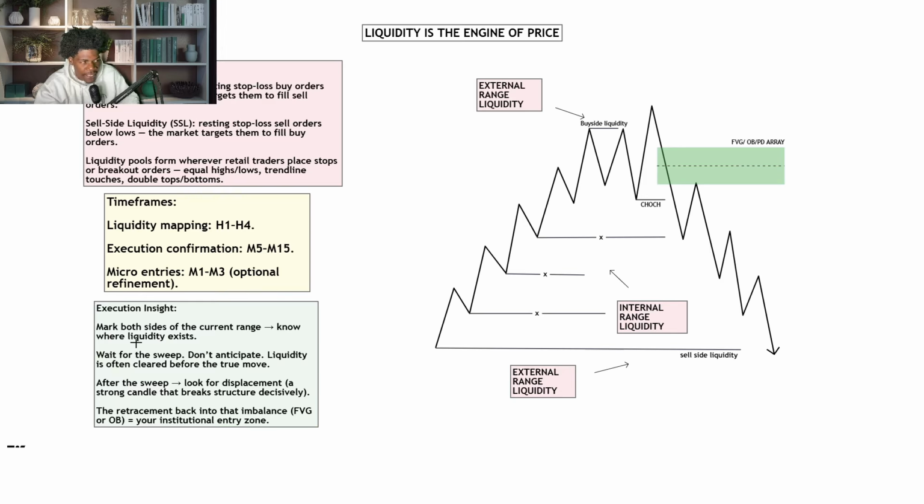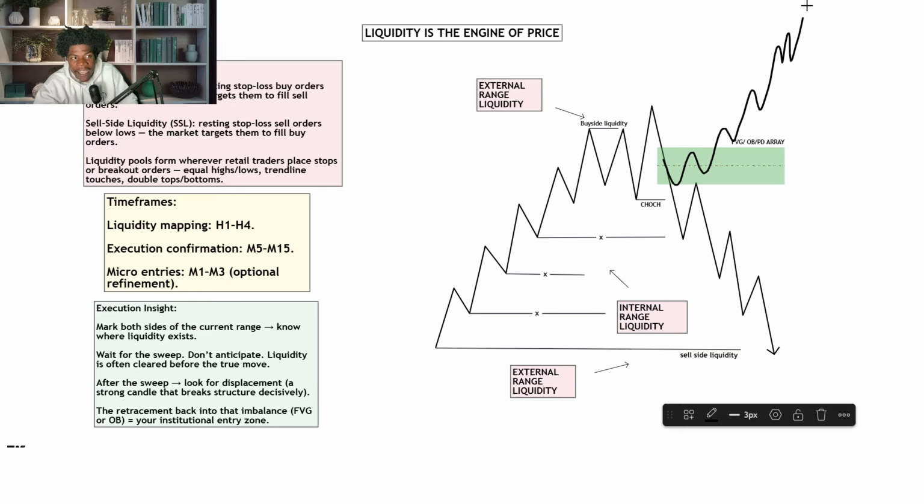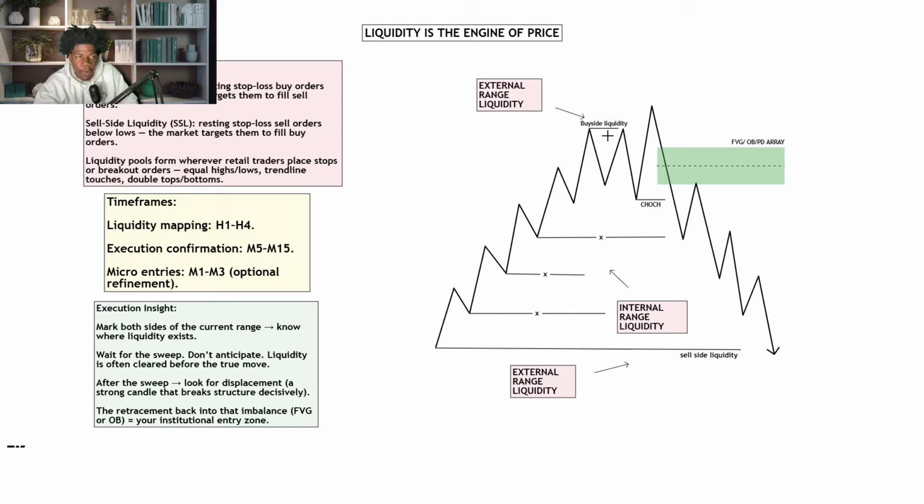Mark both sides of the current range. Know where liquidity exists. Before any of this happens, you have to mark out all of the points of liquidity. You only know that the reversal will pull back here to then continue lower to this sell side liquidity once you understand that price clears a buy side liquidity and gives us a change of character. If price never gave us a buy side liquidity sweep and a change of character, price may have just continued to rally higher.